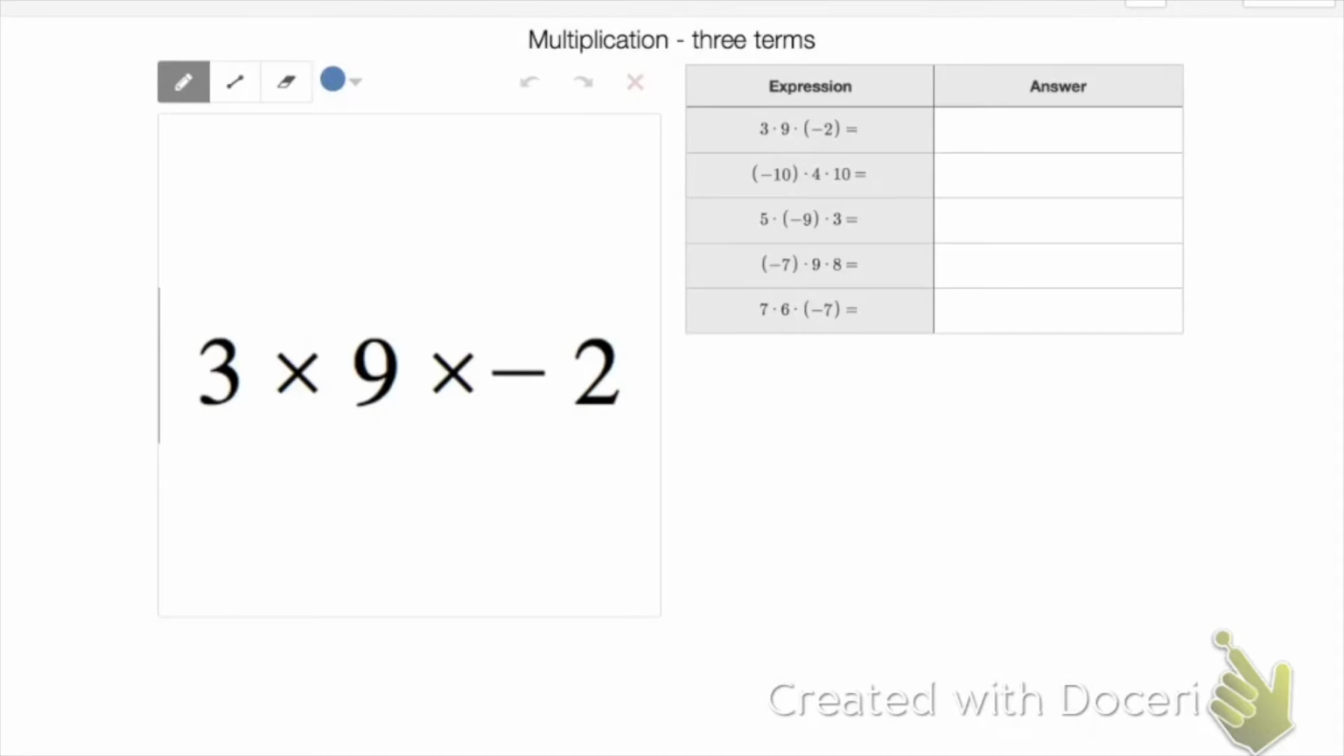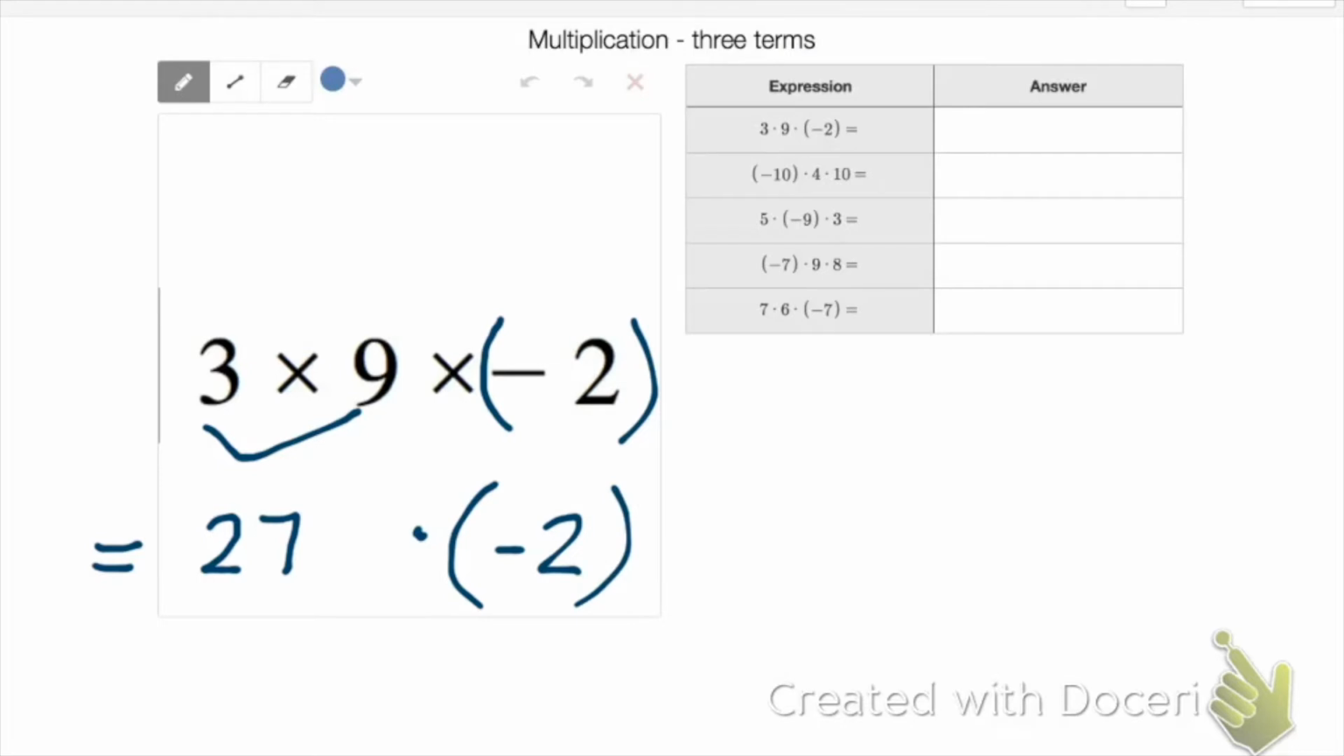So now let's start with the problem. 3 multiplied by 9 multiplied by negative 2. So how can we do that? We're going to start from left to right. So 3 times 9, positive 3 times positive 9 equals 27, positive. And then we multiply with negative 2. So when we have 27 multiplied with negative, the answer will be a negative answer.